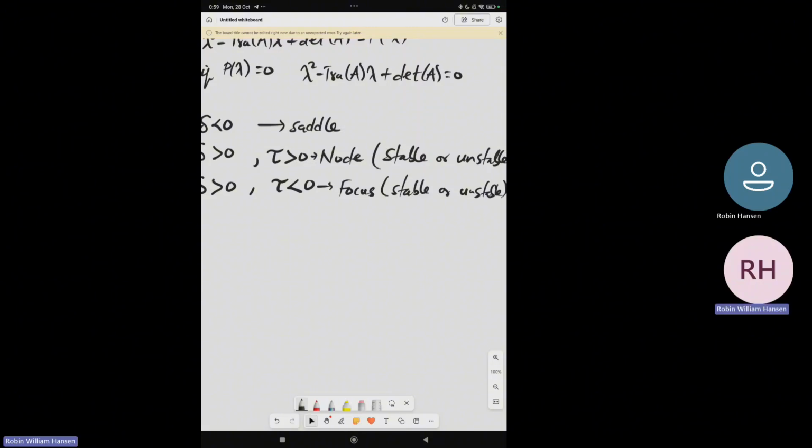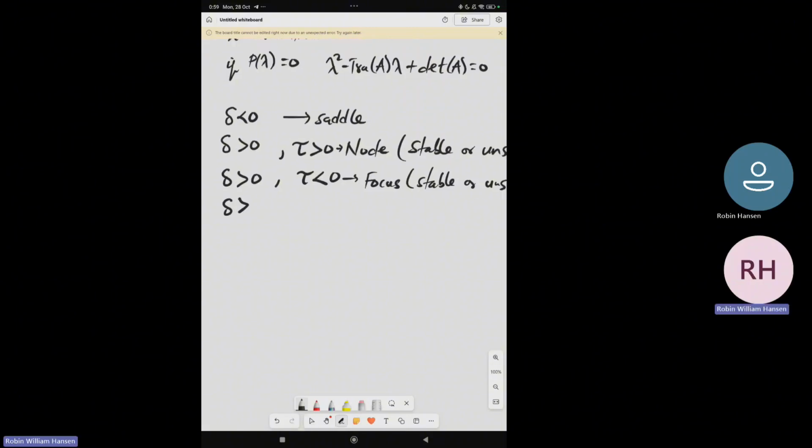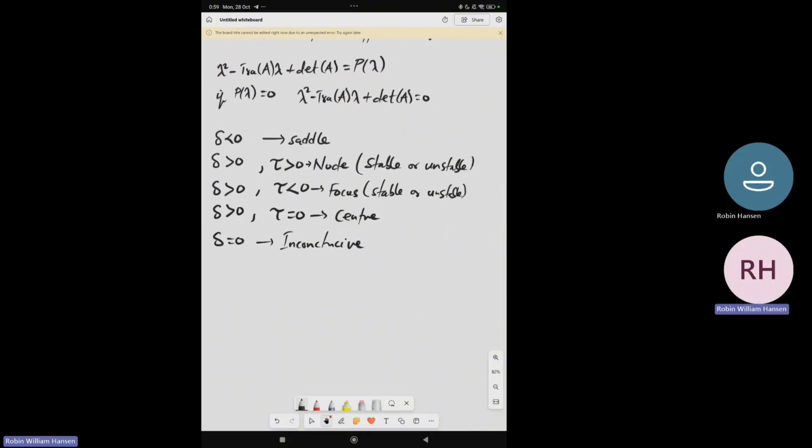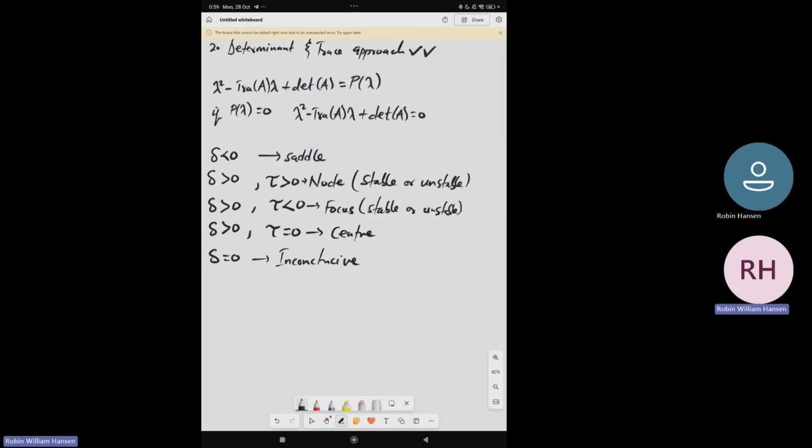If we have our determinant greater than 0 and we have our trace equal to 0, then we have a center. And lastly, if we have our determinant equal to 0, we cannot conclude. So inconclusive. Now you might want to ask, why is it that when the determinant is equal to 0, we cannot conclude? And I'll show you that in a bit.